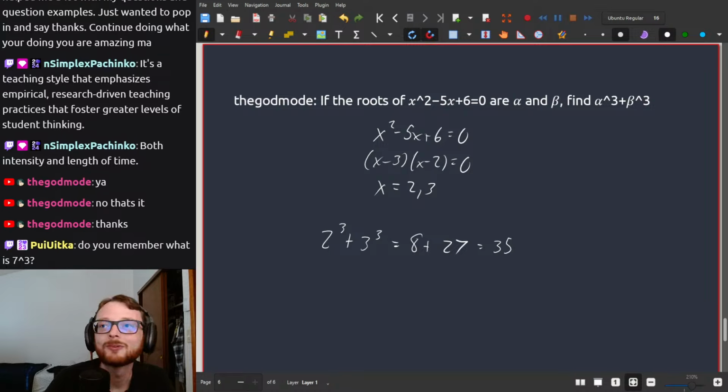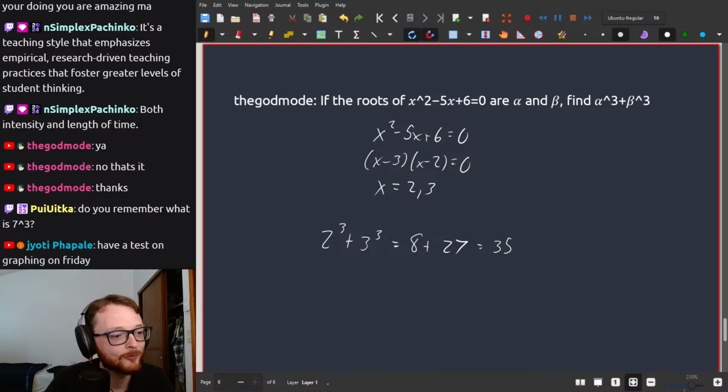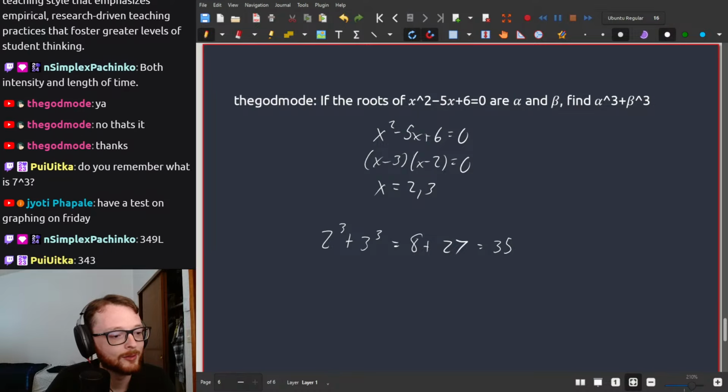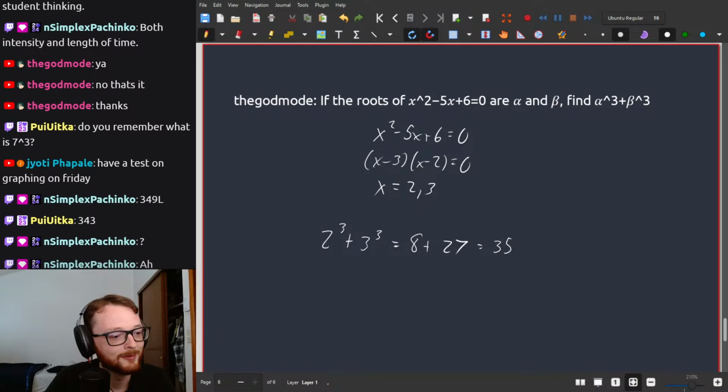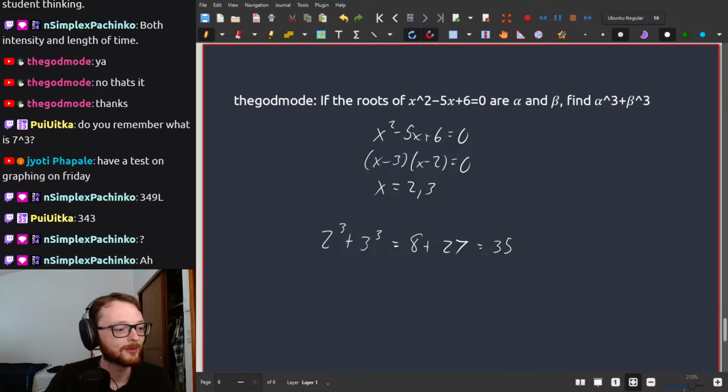7 cubed? No, I don't know. Its teaching style emphasizes empirical research-driven teaching practices that foster greater levels of student thinking, both intensity and length of time. That's awesome. 349? 343, okay. Test on graphing on Friday?